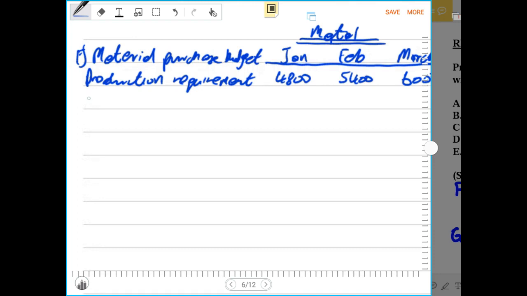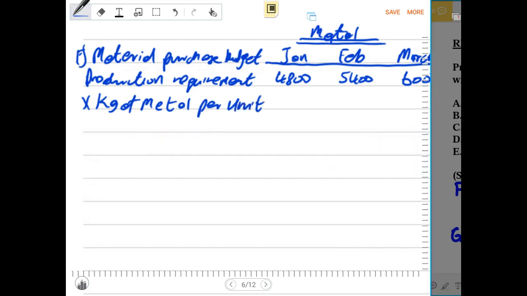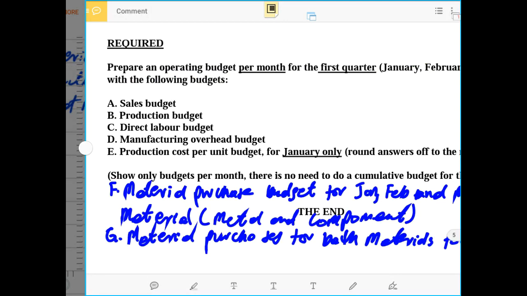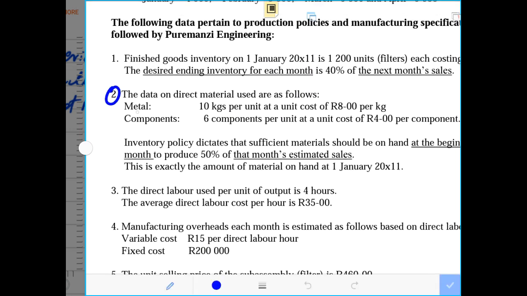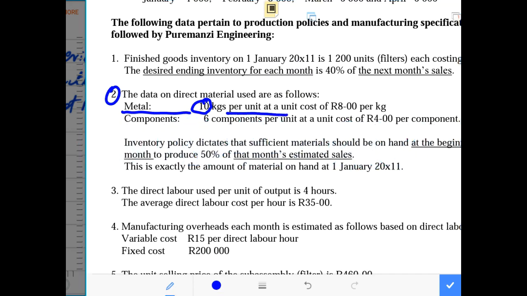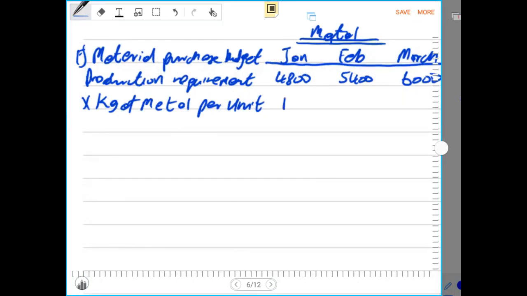Then what do we do now? We multiply that by kgs of metal per unit. And we know that the required kgs of metal per unit was given to us as 10 kgs of metal required per unit. So now we multiply that by the kgs of metal per unit, which is 10 kgs, 10 kgs, and 10 kgs. Therefore now that will give us the material required.